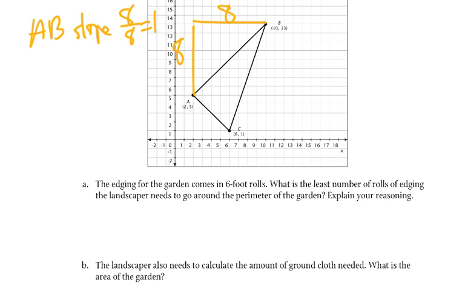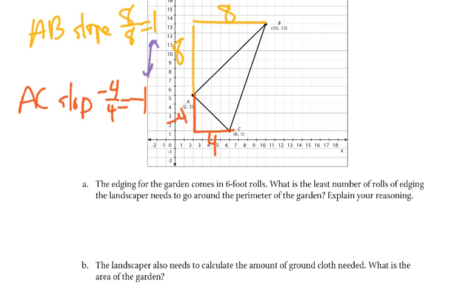Okay, now let's do this one. So we go down 1, 2, 3, 4, so negative 4. To the right, 1, 2, 3, 4. So we have a slope here, AC, would be negative 4 over 4, which is negative 1. Hey, now here's the thing. These are perpendicular. 1 and negative 1. That's a right triangle right there. That could save us a lot of work.